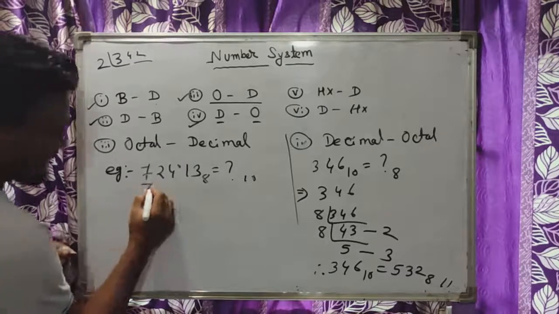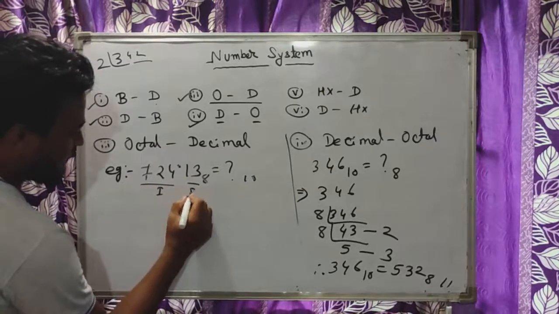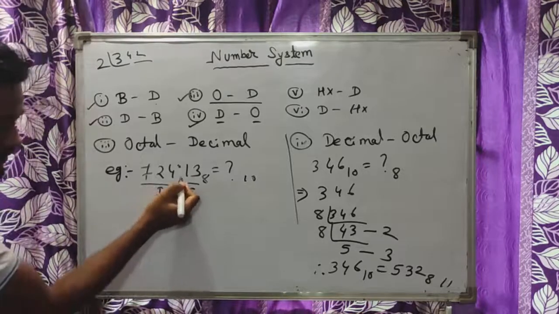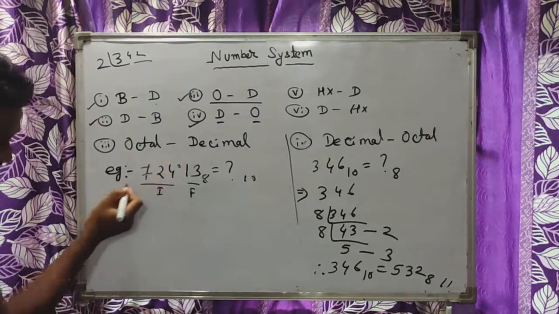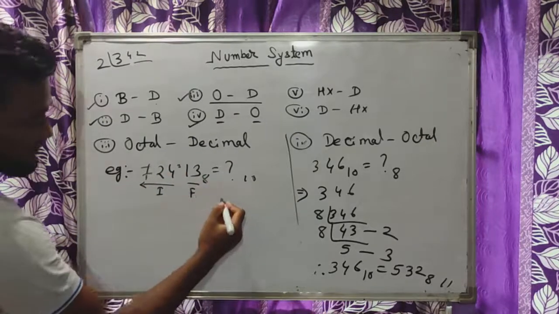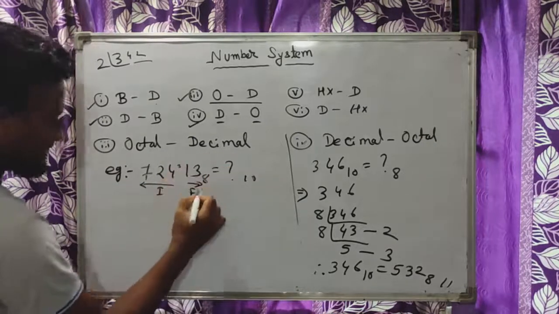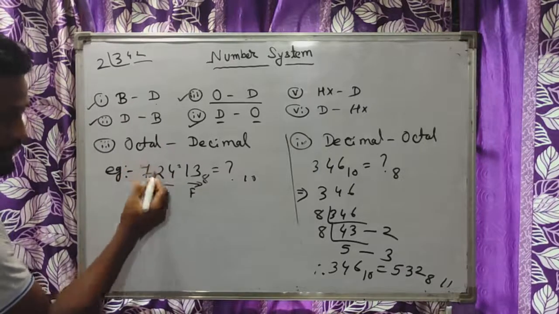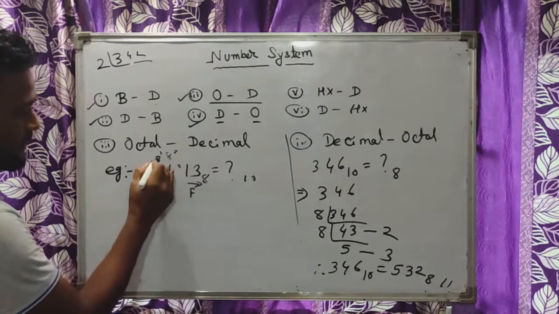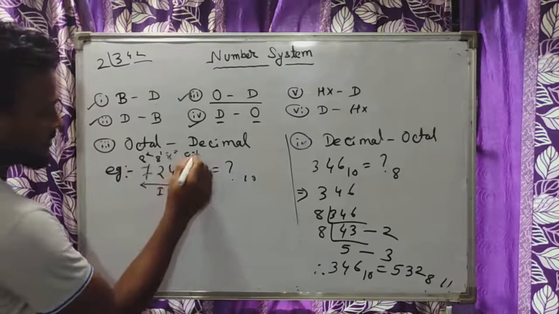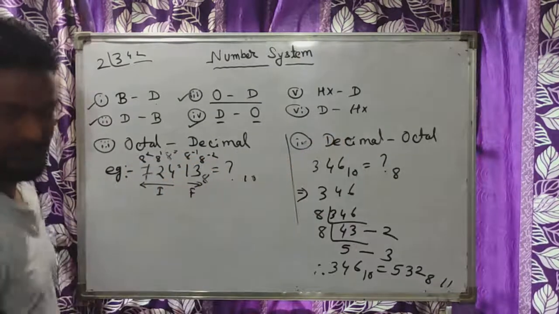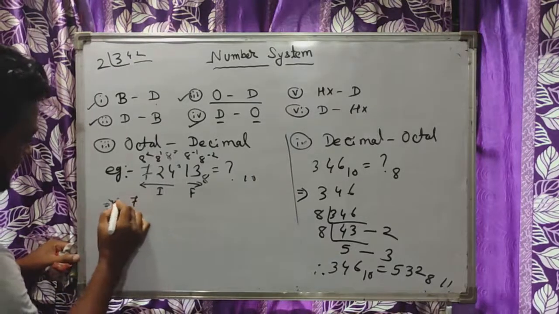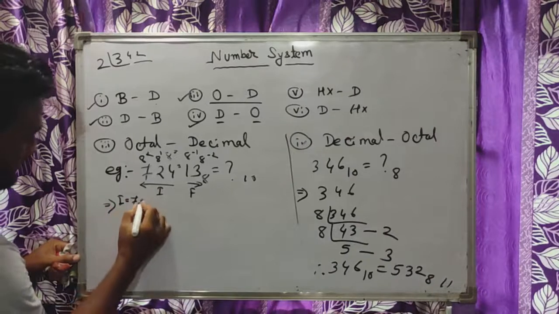So this is our integer part and this is our fraction part. You know this part, okay? And for the integer part we always count from the point to the left side, and for the fraction from the point to the right side. Since we are talking about octal, the place values will be 8 to the power 0, 8 to the power 1, 8 to the power 2, and for the fraction 8 to the power minus 1, 8 to the power minus 2, and it will go on like this. So our number is 724, we'll write this integer part.